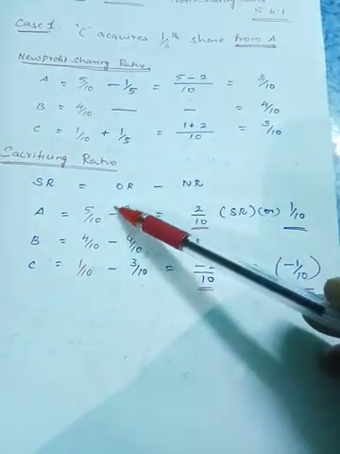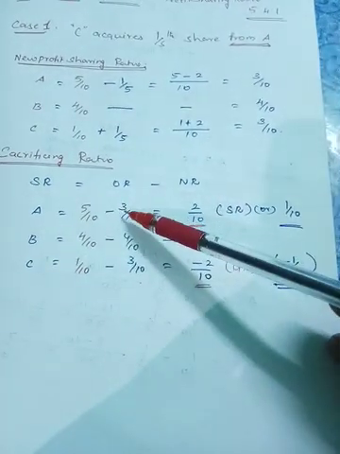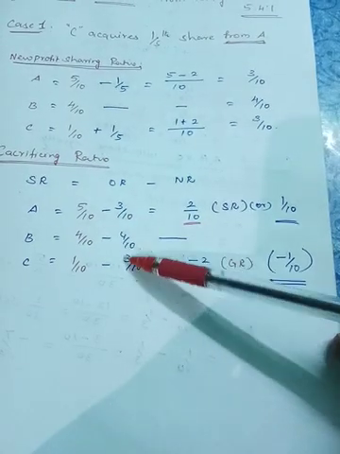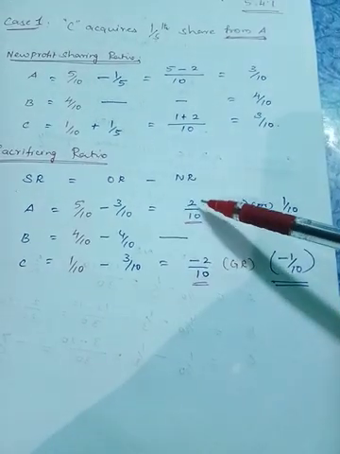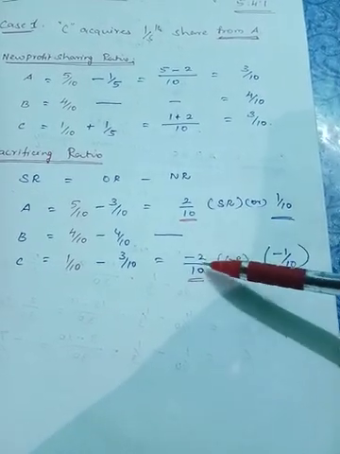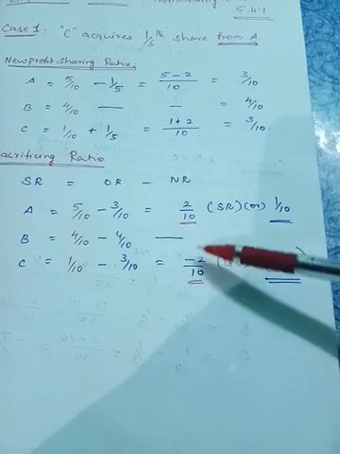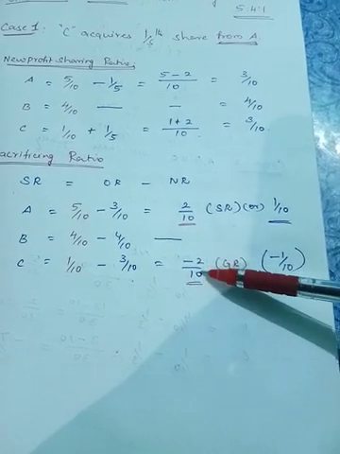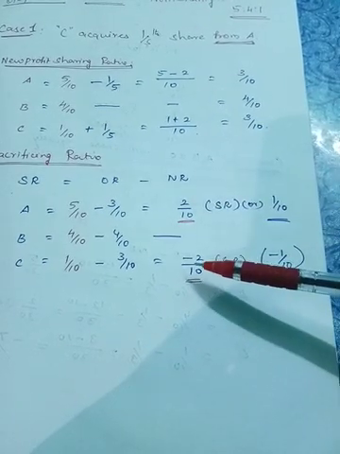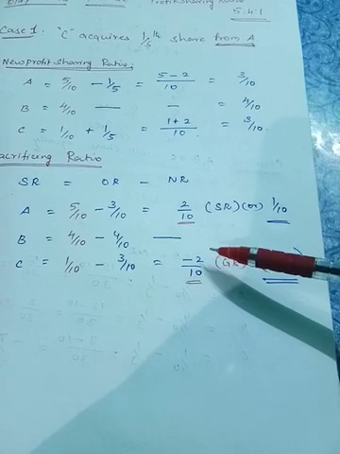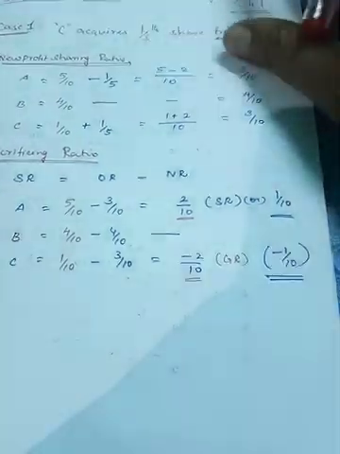So A old ratio 5/10, B old ratio 4/10, C old ratio 1/10. Then new ratio 3/10, 4/10, then 3/10. Now you find the answer. So here 2/10, here minus 2/10. That means A sacrifices, and C is gaining. So while calculating the sacrificing ratio, if the answer comes in negative, that is called the gaining ratio. Or by simple logic, one person has an expense, another person has income.